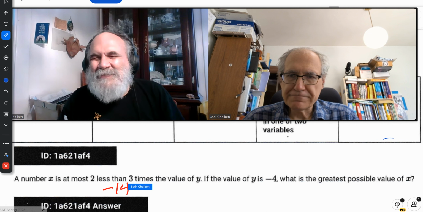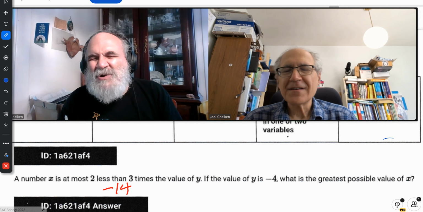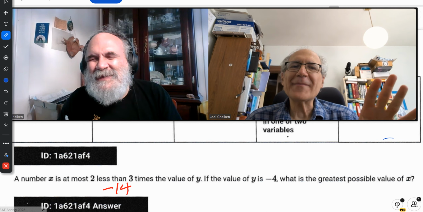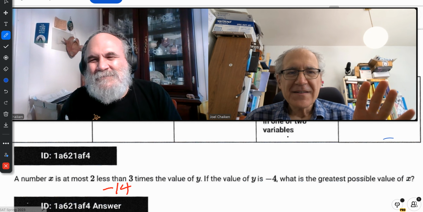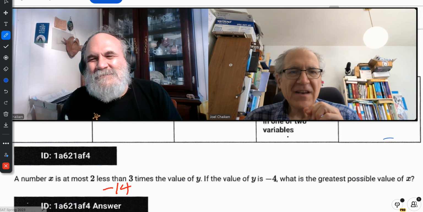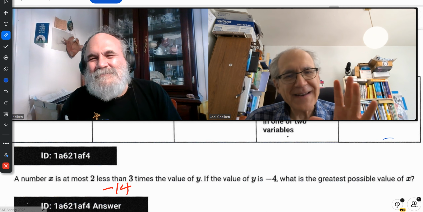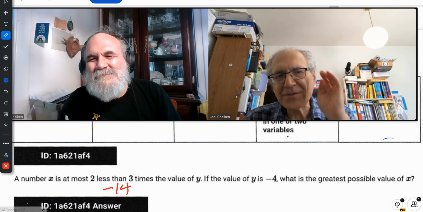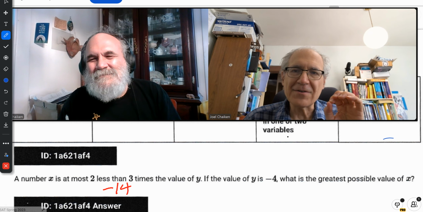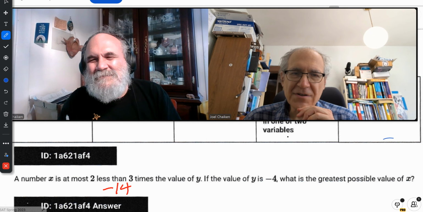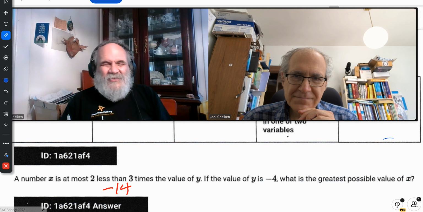Now, by the way, let me make a comment. I like the way you did not write any equations. That's not the way I would have done it. I would have done it more methodically with equations, but I like the fact that you just thought it through without writing anything down. That's good.